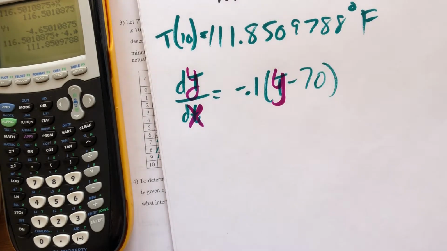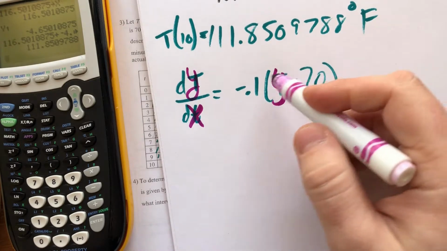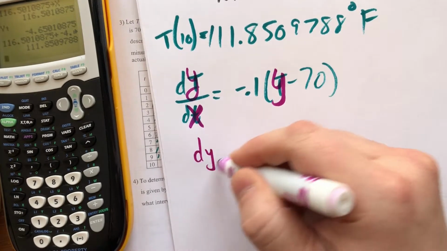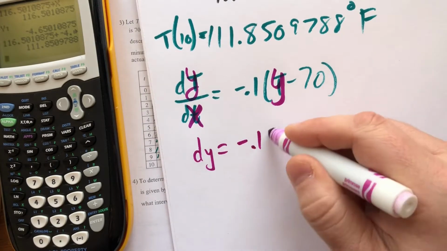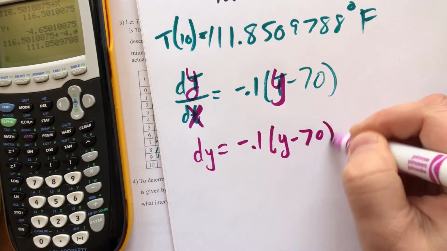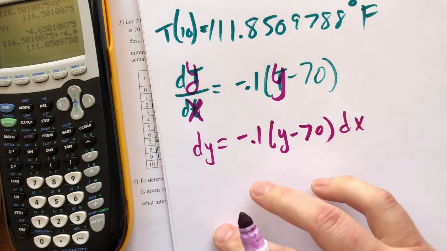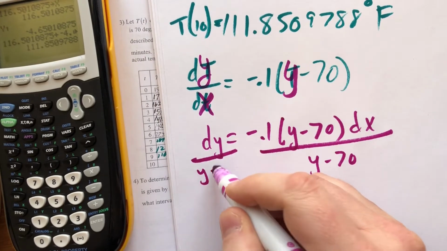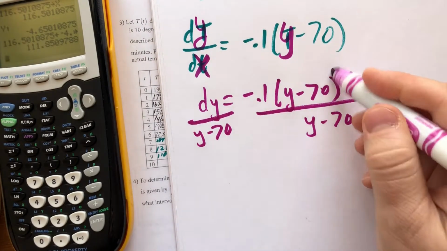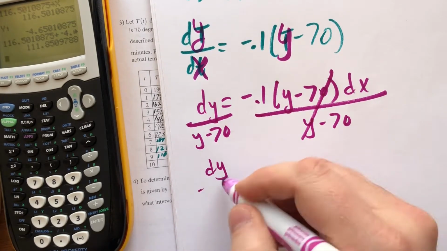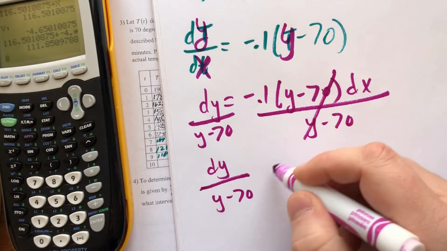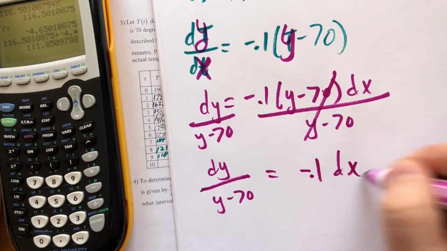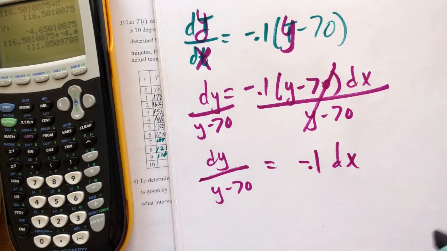If this had been dy dx and this had been an x, we just take the integral and we have our original function with a plus c on the end. But unfortunately, we have this. What I can do, though, is multiply both sides by dx, and I'm going to keep it as dx just to help you see what's going on. If I divide both sides by y minus 70, well, check it out. I get dy over y minus 70 is equal to negative 0.1 dx.